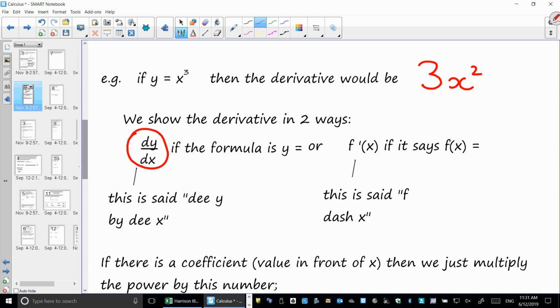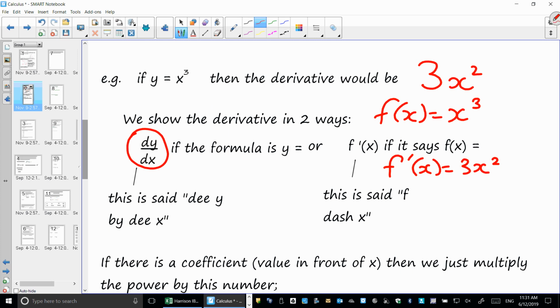Now, if I had written f(x) equals x cubed, my derivative would still be the same. The power still comes to the front, take one off the power. But I would show that it's the derivative by writing f dash x. So f dash x would be 3x squared. Please don't get stressed about what the real difference is. Sometimes we write things as y equals, sometimes as f(x). And to show that you've differentiated it is where the apostrophe comes in.